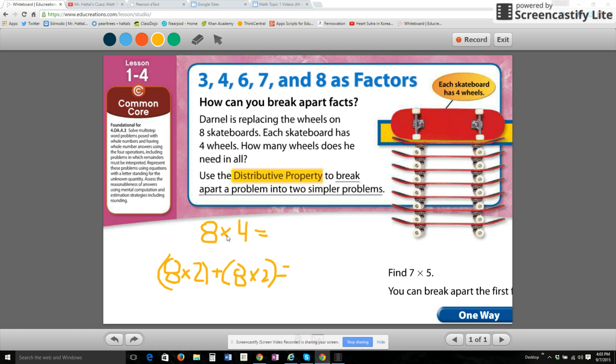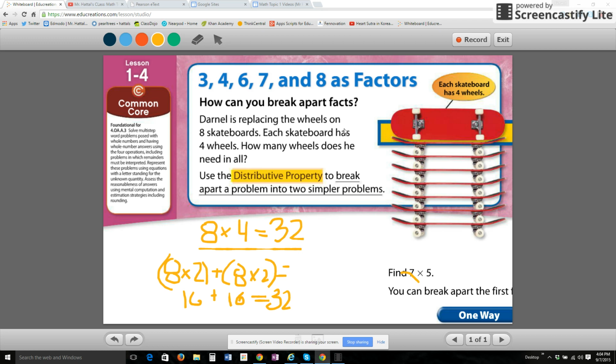So if we look at this, we know 8 times 4. We know from our math facts that 8 times 4 is 32. And if we look at the distributive property, we do the parentheses: 8 times 2 is 16, plus 8 times 2 is 16. 16 plus 16 equals 32. So that's the distributive property. Maybe this is a little bit of a simple example, but it's taking a math problem and breaking it apart into smaller pieces to make it easier to solve.